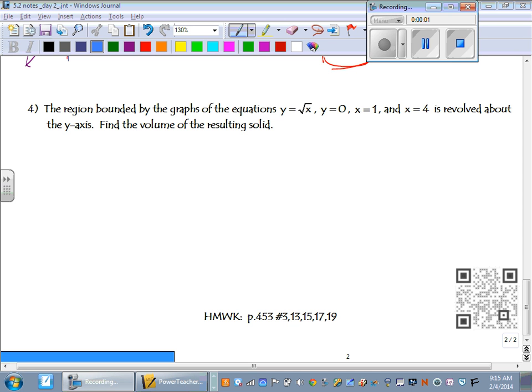Alright, for number 4, this one is a little bit different. Kind of like our class starter today, where we had to break that area for number 3 into 2 parts. We're going to have to do the volume the same way for right now.